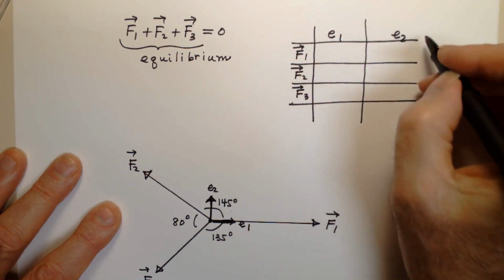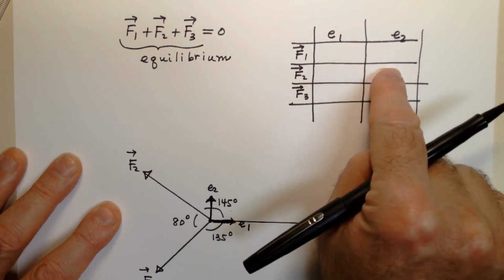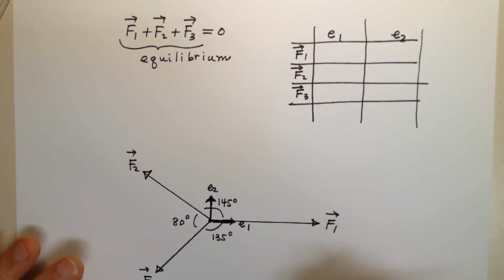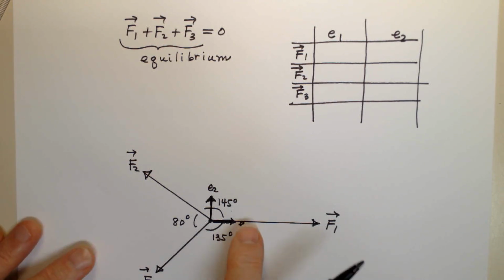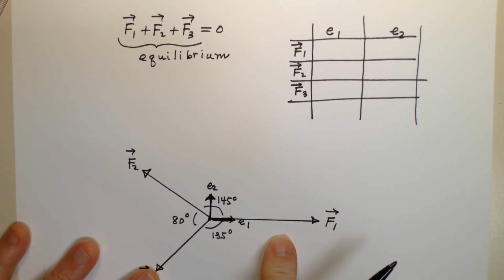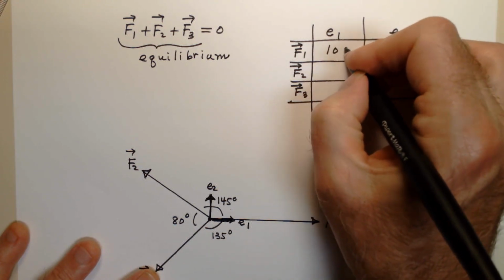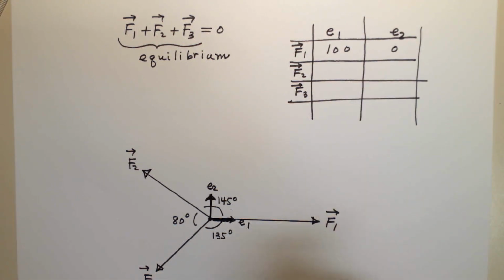Okay, so I want to express the component of F1 in the E1 and E2 directions, same for F2 and the same for F3. Now we know that in all of these calculations, we have to first calculate the angles that these vectors are making with E1 and E2. So we'll make note of that angle and then we'll do the calculation. Now F1 is the easiest. It's only in the E1 direction. It's all E1. And we know that it has a magnitude of 100. So it's easy. It's just going to be 100 in this direction and nothing in the E2 direction.